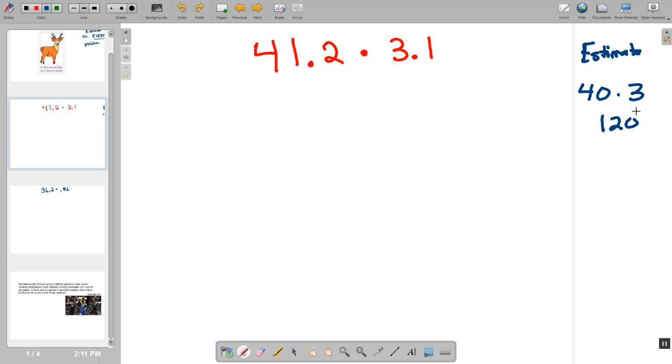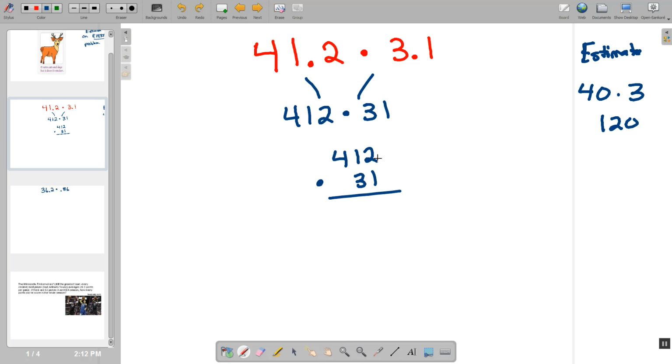Okay, now as we move to this problem, we've got to be very careful with how we line up each of these things. What I want you to do now is pretend that the decimals don't exist, okay? So for a few minutes, we're going to be multiplying 412 times 31. We would do 412 on the top of the problem and 31 on the bottom, and I want you to multiply those two numbers together just like we always have before.